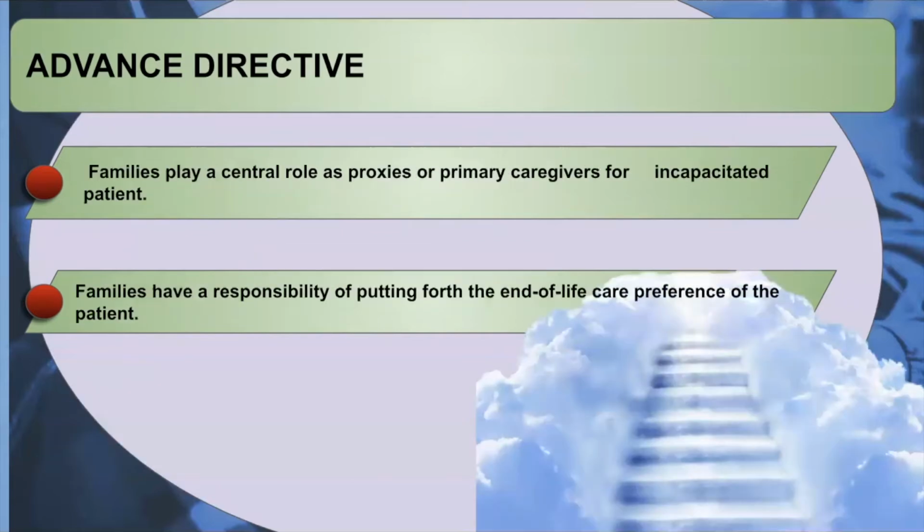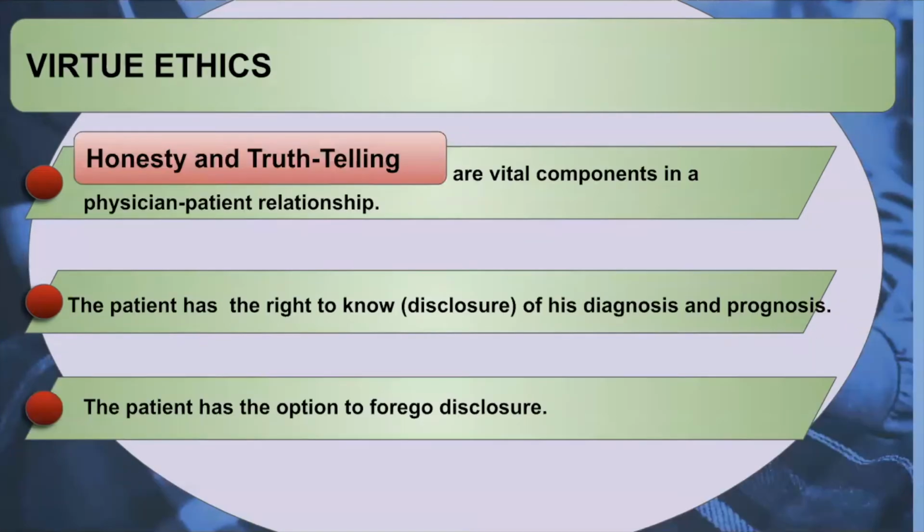On the other hand, in case of incapacitated individuals, families play a central role as proxies or primary caregivers. Families have a responsibility of putting forth the end-of-life care preference of the patient. For virtue ethics, honesty and truth-telling are vital components in a physician-patient relationship. Without this component, the physician loses the trust of the patient. An autonomous patient has not only the right to know or disclosure of his or her diagnosis and prognosis, but also has the option to forego disclosure.